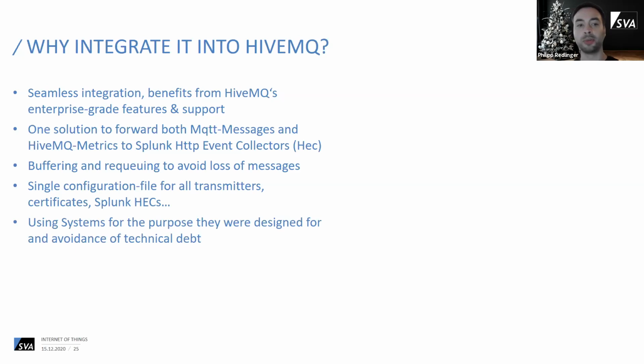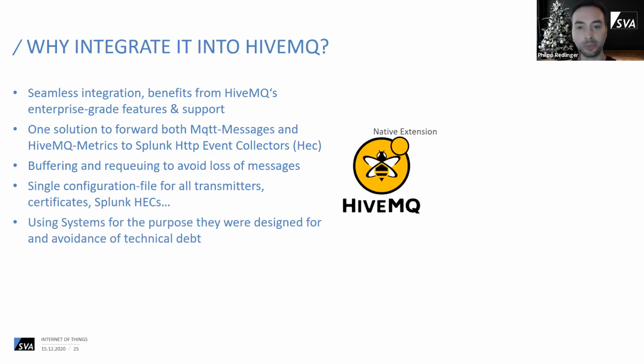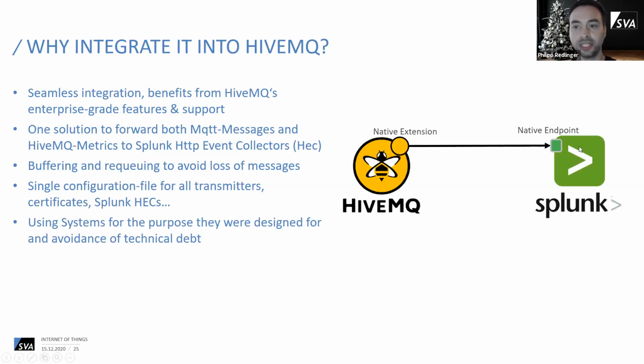And of course, from an architectural standpoint, you are using systems in a way they were designed for. So the purpose of HiveMQ is handling messages from MQTT clients, and of course also being able to hand out its own operational metrics to third-party systems. So you avoid technical debt if you use a native extension to forward messages to Splunk with HiveMQ. And you will also use the native endpoint in Splunk. Splunk has these HTTP event collectors that act as the interface for third-party systems. And so you are using all your tools exactly in the fashion they were designed to be used with.